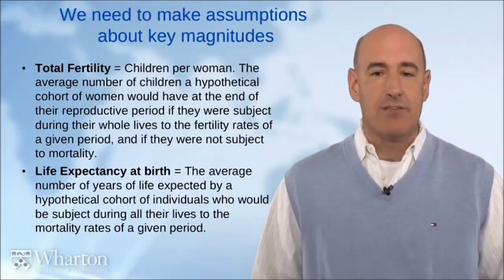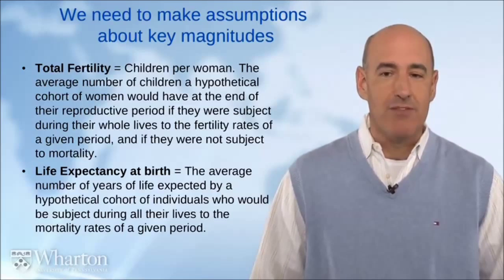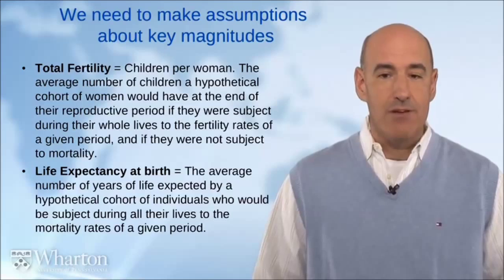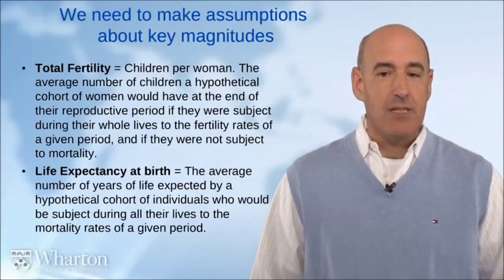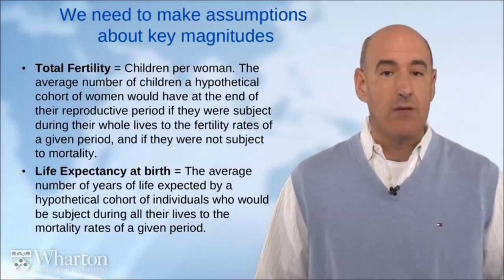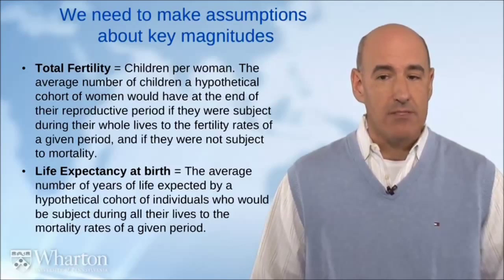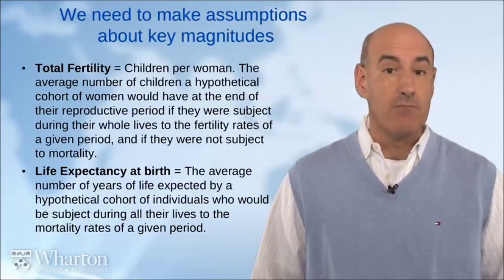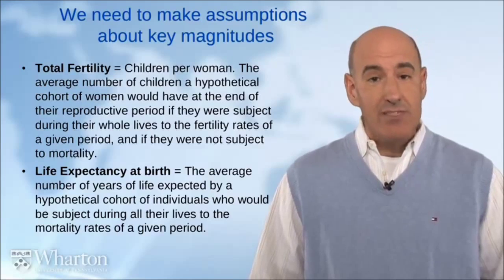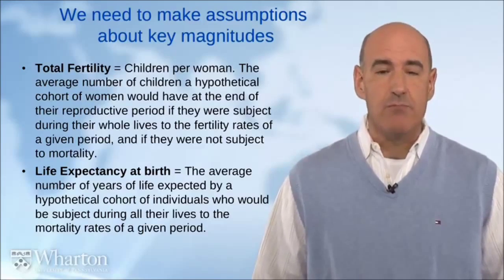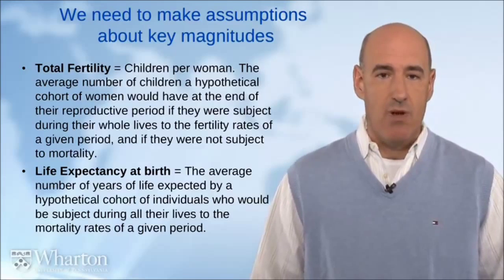And then the second concept, life expectancy at birth. That's the average number of years of life expected by a hypothetical cohort of individuals who would be subject during all their lives to the mortality rates of a given period. So once again, we see that there are some assumptions built into this second concept as well. But let's see what the numbers look like.